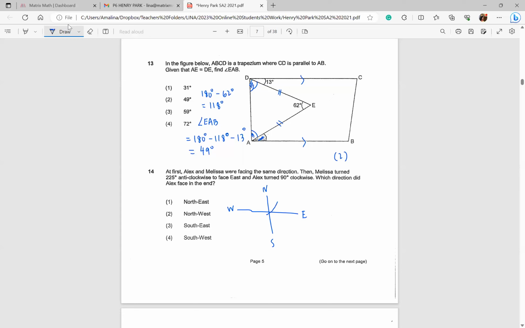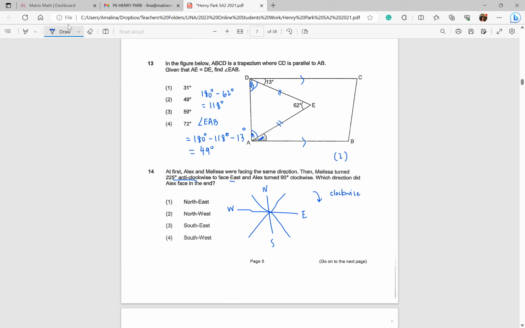Okay, so we'll try to draw my X. Okay, something like this. So this will be my northwest, southwest, northeast, and southeast. So if Melissa turned 225 degrees anti-clockwise and faced east, now I must do the opposite. I'm trying to find her initial starting position. Okay, so I must go 225 degrees clockwise. This is clockwise.